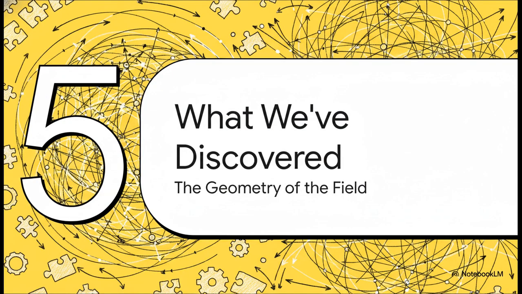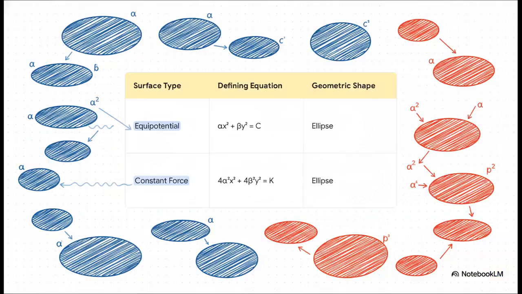So we did it. We've taken this problem apart piece by piece and found all the answers. Let's just take a quick second to pull it all back together and look at the complete picture of this force field we've just uncovered. This table sums up what we found for part B perfectly. Both the surfaces of constant potential and the surfaces of constant force are ellipses, but they're different families of ellipses. The specific shape of one is set by alpha and beta, while the shape of the other is set by alpha squared and beta squared.